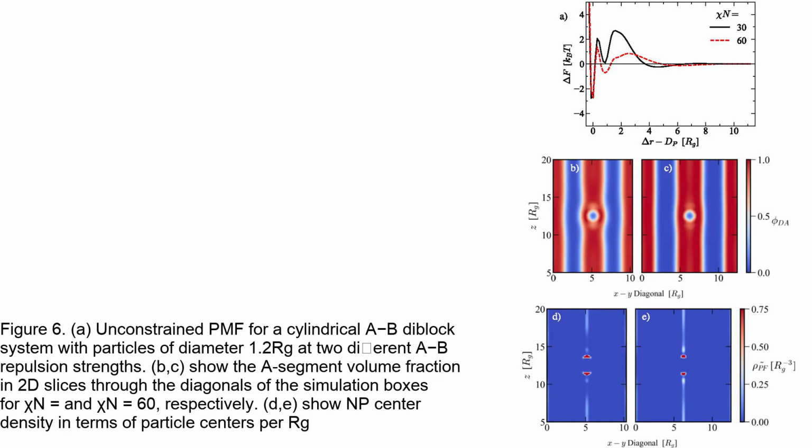Comparison of unconstrained PMFs for bare NPs in cylindrical diblock copolymer domains at two different AB repulsion strengths. The PMFs show the effective interaction energy between the particles as a function of the distance between their surfaces. The energy barriers decrease with increasing AB repulsion strength, indicating the influence of the AB interface on particle-particle interactions.